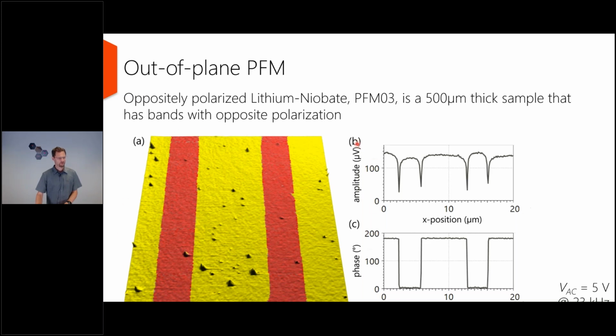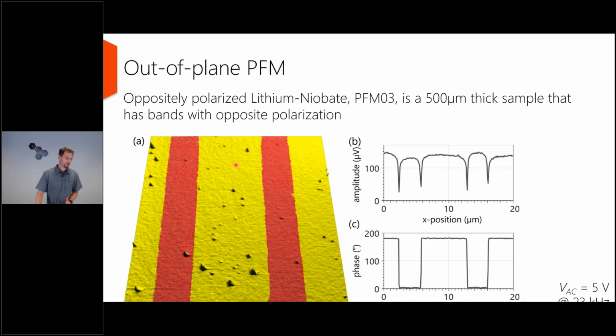And what you see here is the phase image of these areas where you clearly see bands in red with one polarization and in yellow with the opposite one. And here on the right hand, you see two line graphs through the image. In the bottom, the phase where you nicely see the 180 degrees. And this is the data as imported from the AFM. So I didn't do any post-processing to normalize it to 180 degrees. I only added an offset, but for the rest, the 180 degrees is there.